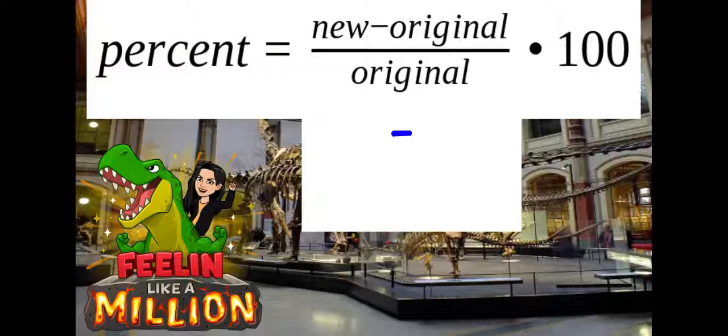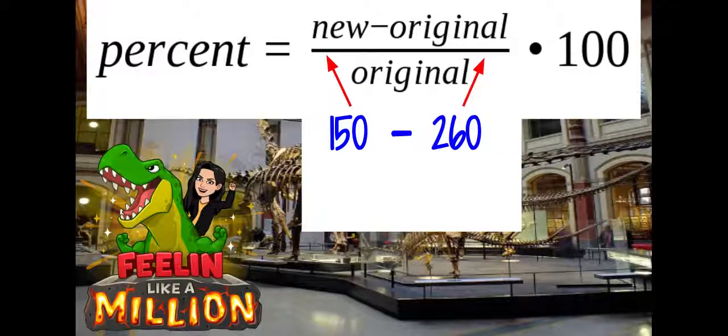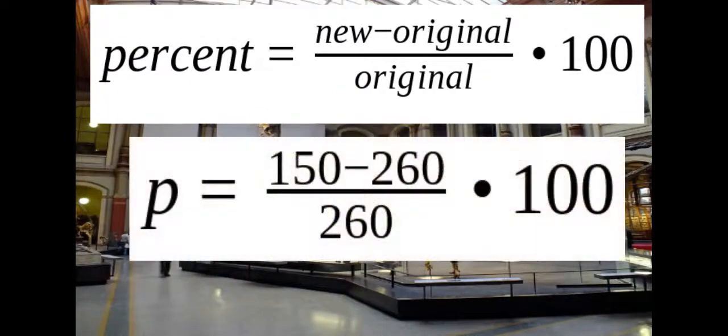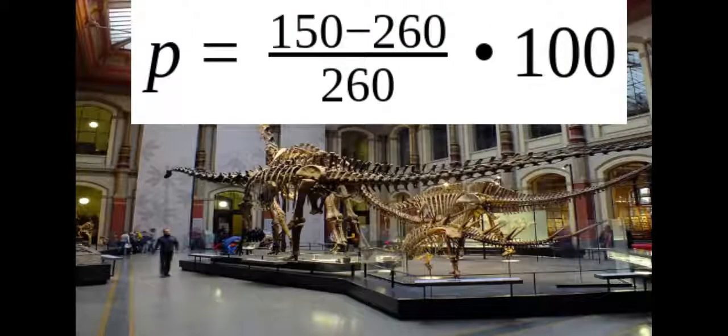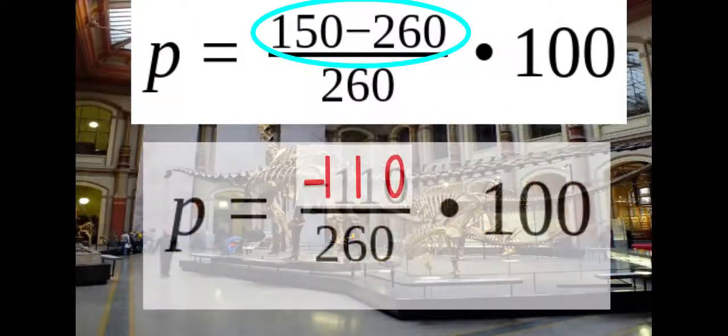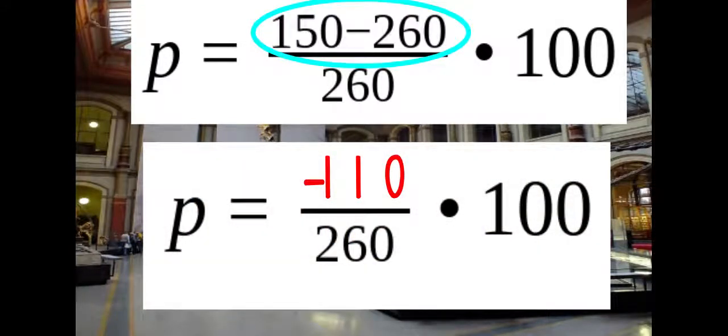Now let's fill in our equation. The new amount is 150. The original amount is 260. So we're going to divide by 260. Make sure that you write your equation so you can follow along. Again, we're going to solve our fraction. So let's start with our subtraction problem. 150 minus 260 is going to be a negative number because I'm taking away more than what I already have. So my answer is negative 110.